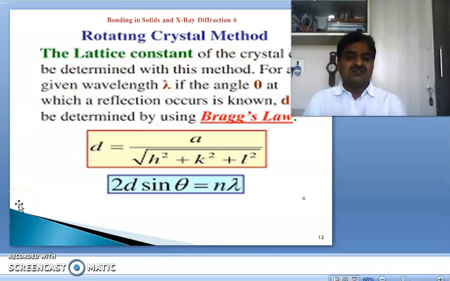This is the lattice constant. With the help of this method, for a given wavelength lambda, if the angle theta at which a reflection occurs is known, d will be determined by using Bragg's law, that is 2d sin theta is equal to n lambda.